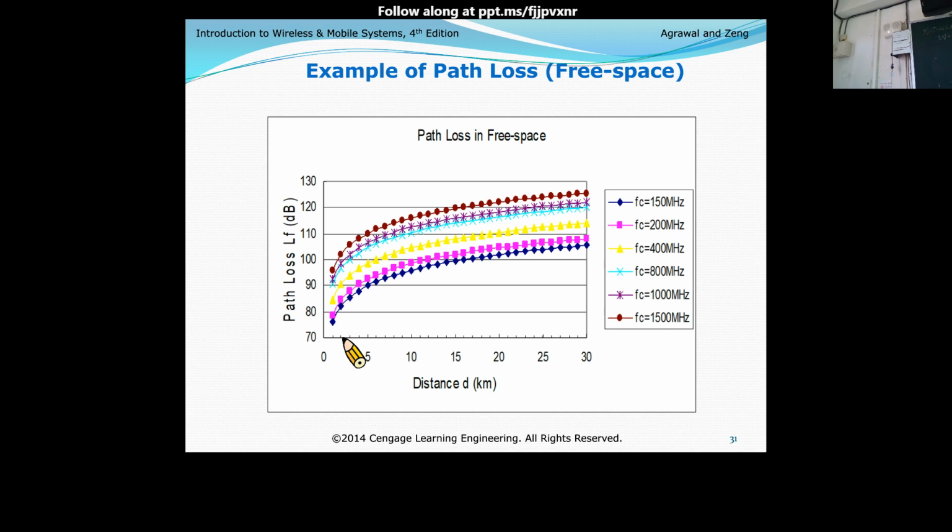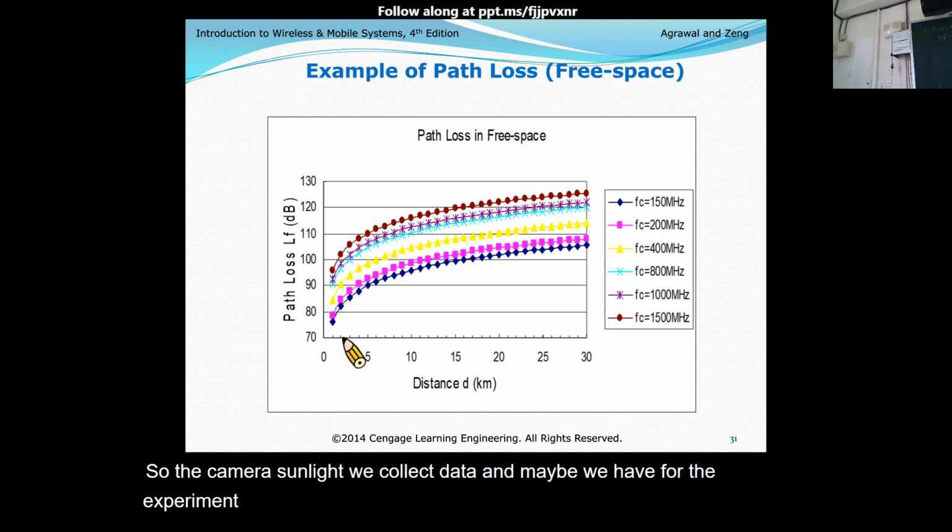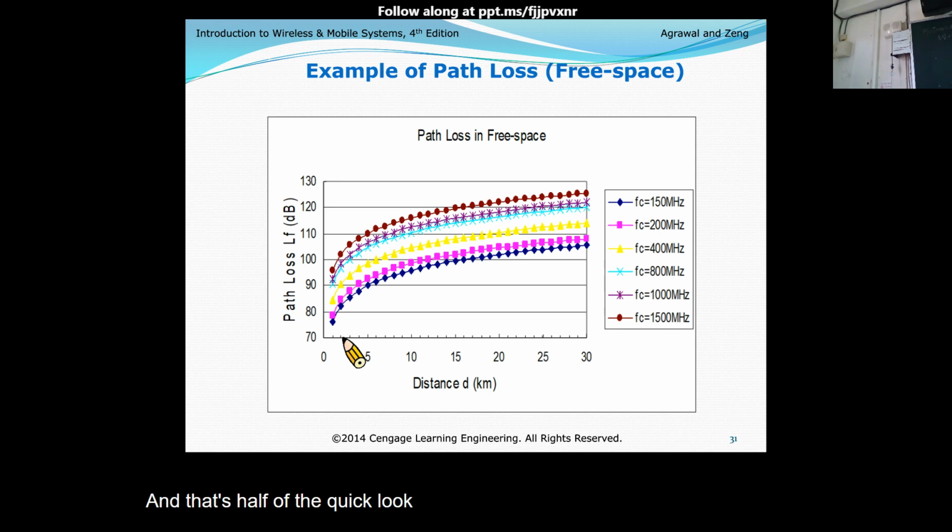So the current one is something like we collect data, maybe from an experiment, so we can show the current figure. Let us have a quick look at this. And keep in mind the label here, lower than 130, right?